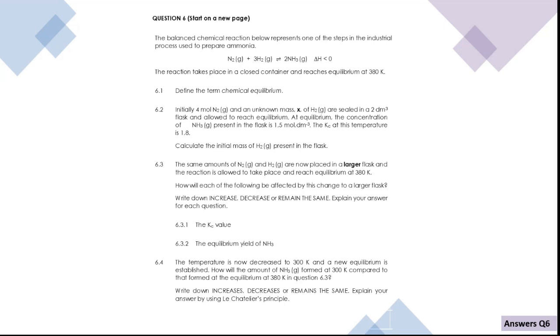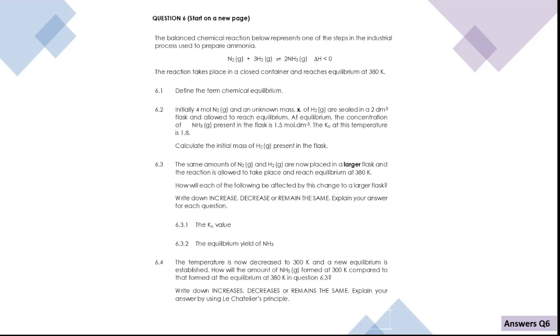Now, grade 12s, we are in chemical equilibrium, right? This is the deep water of the paper, as you know. The balanced chemical reaction below represents one of the steps in the industrial preparation of ammonia. As you may know, this is known as the Haber process. Some books call it the Haber-Bosch process. It's an exothermic reaction, very, very famous reaction. The reaction takes place in a closed container and reaches equilibrium at 380 Kelvin. Right.